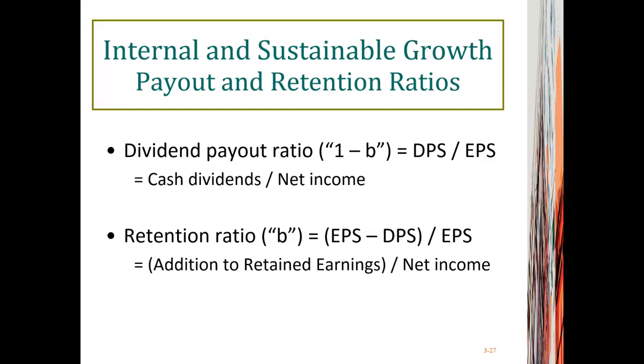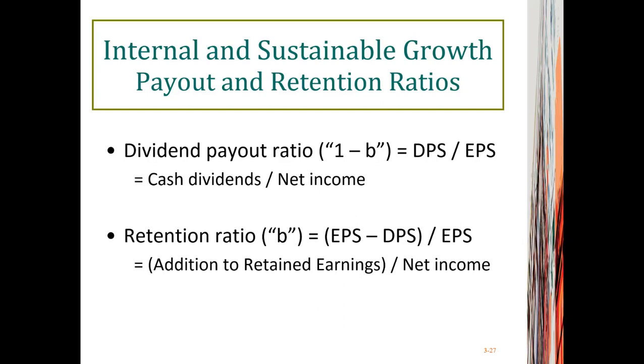And this is the retention ratio, B. The retention ratio measures how much money has been retained within the company for future investment. It equals addition to retained earnings divided by net income. That is, net income minus dividends divided by net income. So that measures how much money was kept within the company for future investment purposes. It's called the retention ratio. The retention ratio is B, and the payout ratio, of course, equals 1 minus B.